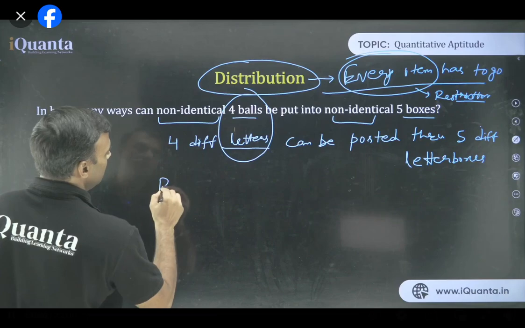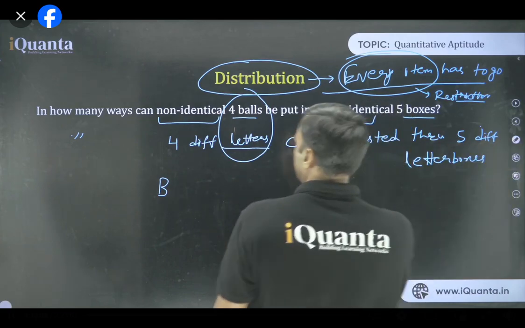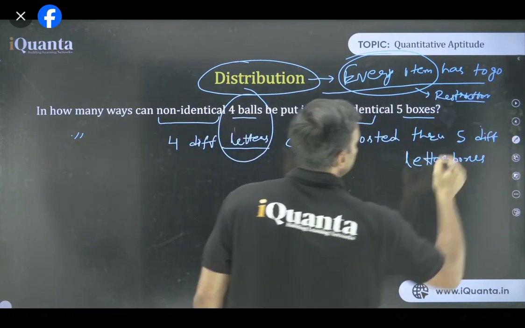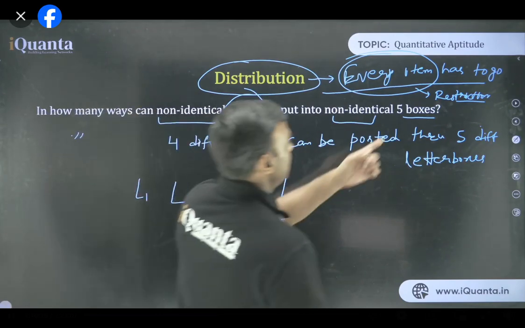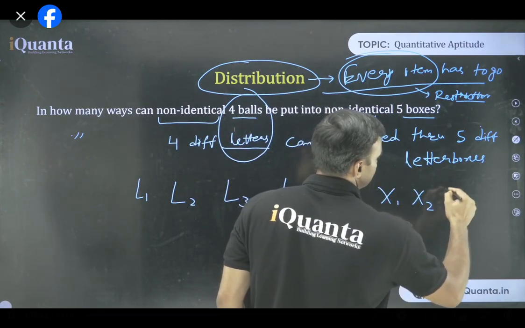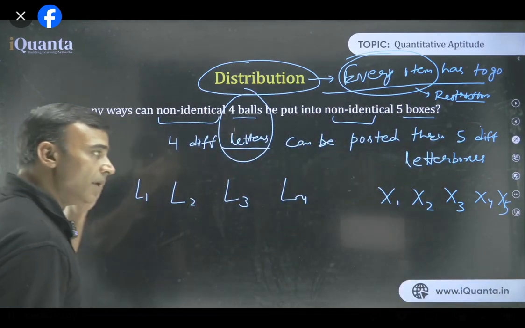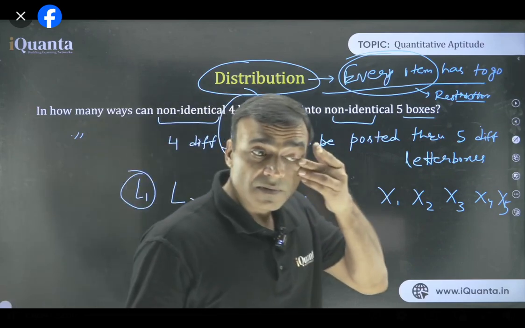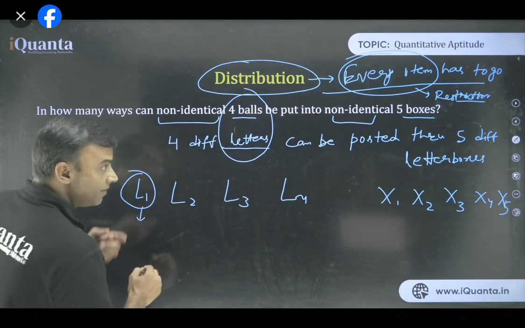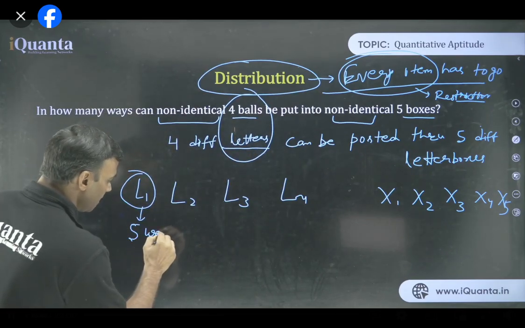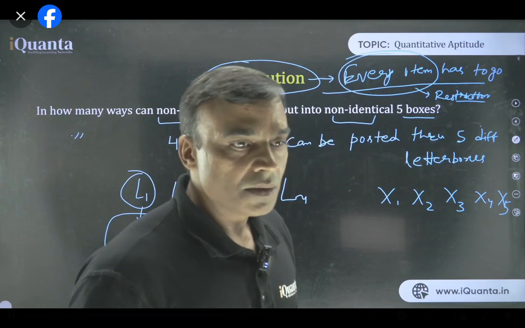You will ask every ball, or say the letters, the items to be distributed. Let's say letters. So L1, L2, L3, L4. And the boxes are X1, X2, X3, X4, X5. Okay? So we'll ask L1, where do you want to go? In how many ways can it answer? It can say, I have 5 ways to go. Please feel it. Because if you do that, there will be no further trouble. 5 ways to go.